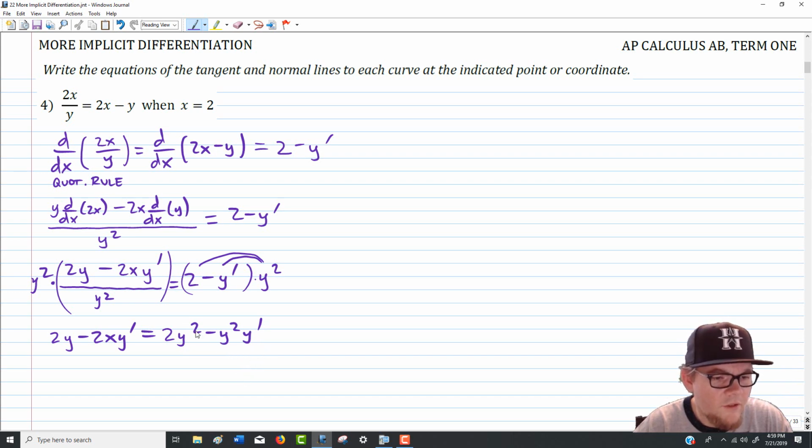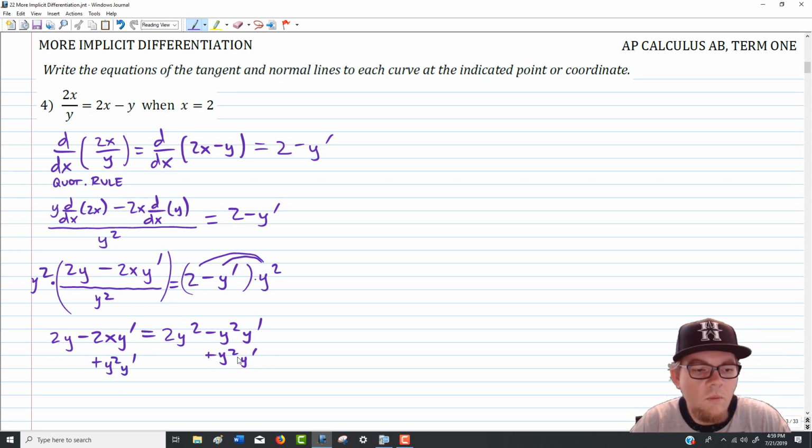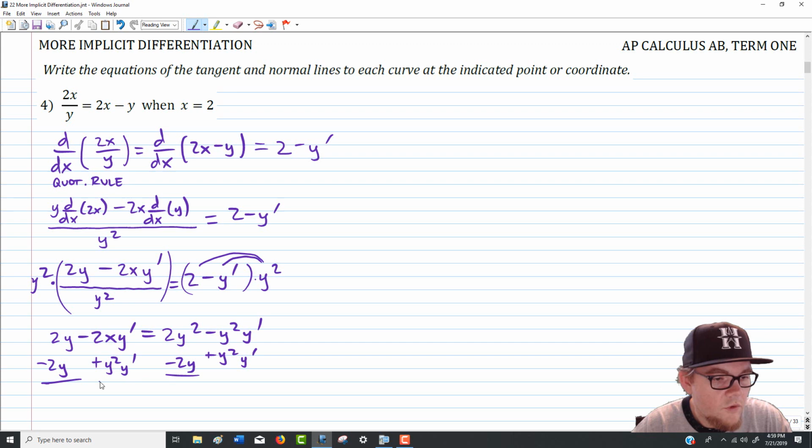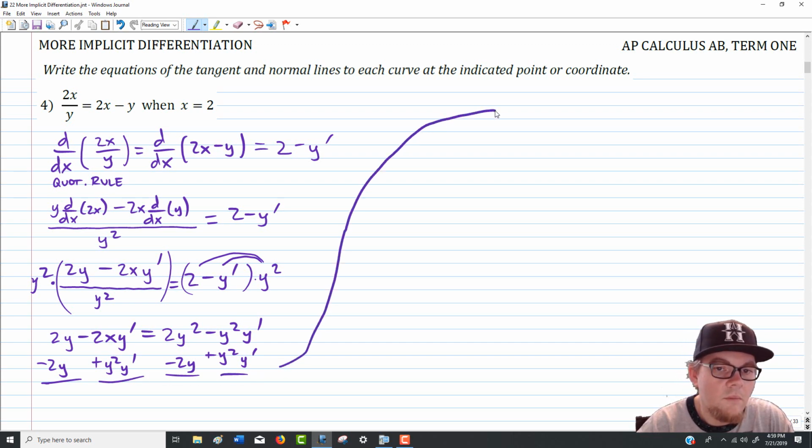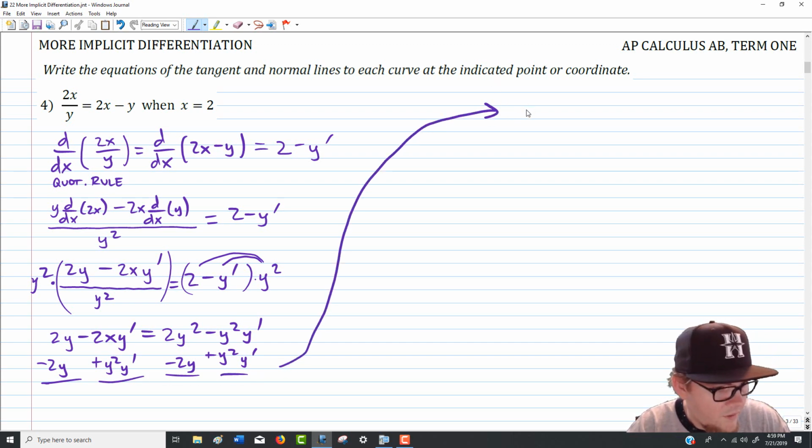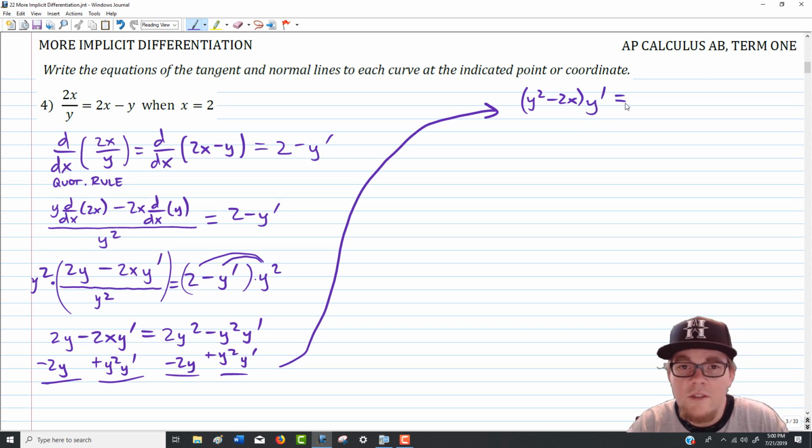Now I've got to move everything together, so it's really your choice where you want to do that. I'm going to move the negative y squared y prime to the left side. I'm going to subtract the 2y from both sides. That's going to give us, let's see if I do this right, y squared minus 2x all times y prime. Notice once again, I've just factored out that GCF of y prime right off the bat. I just want to save myself a little bit of trouble. And it's all equal to 2y squared minus 2y.